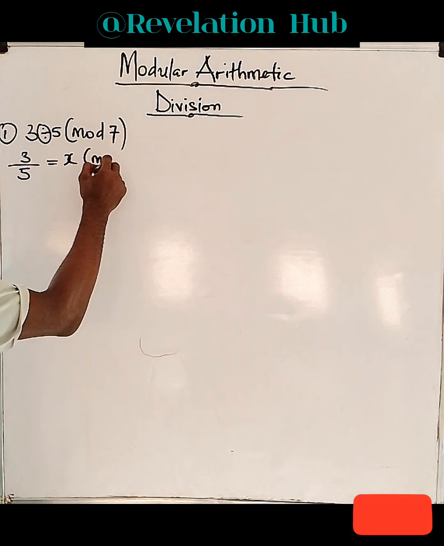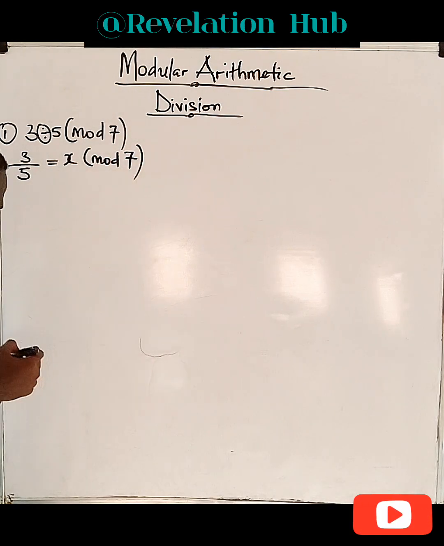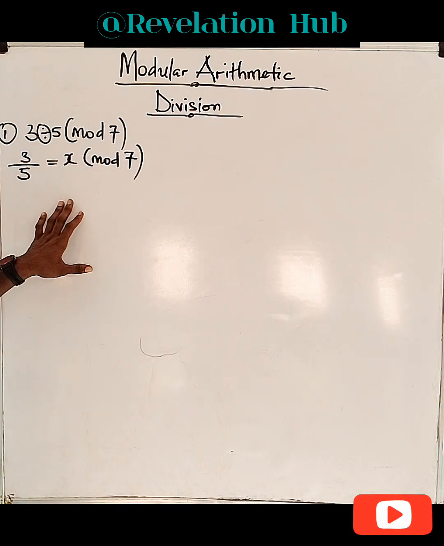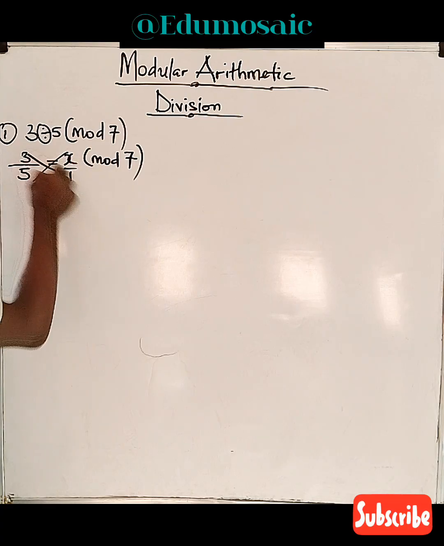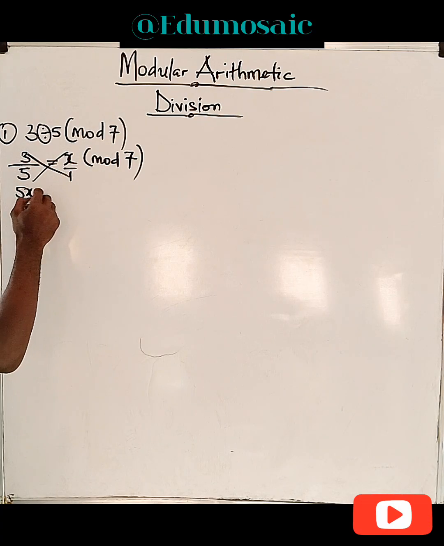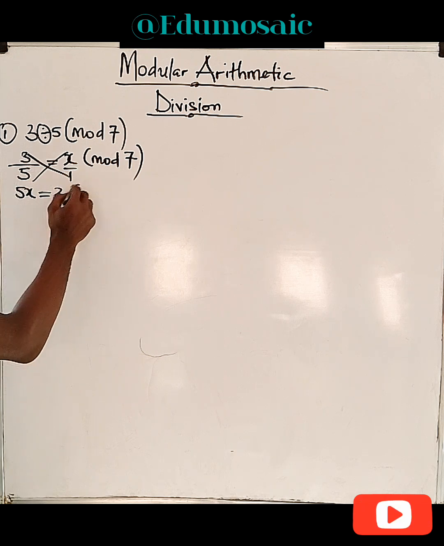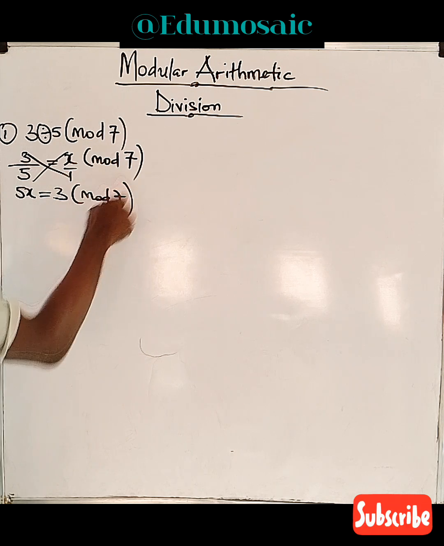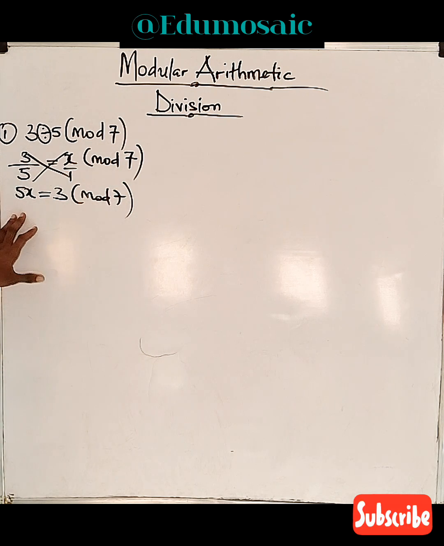So x modulo 7. If 3 over 5 will give us x, then we can cross multiply. So that'll be 3 times 1 is 3, 5 times x is 5x. So that's going to be 5x equals 3, modulo 7. Don't forget, you're thinking about 3 divided by 5, and x is the result. So 3 divided by 5 is going to be what modulo 7? So let's see. 5x equals 3 modulo 7. So what is x going to be?